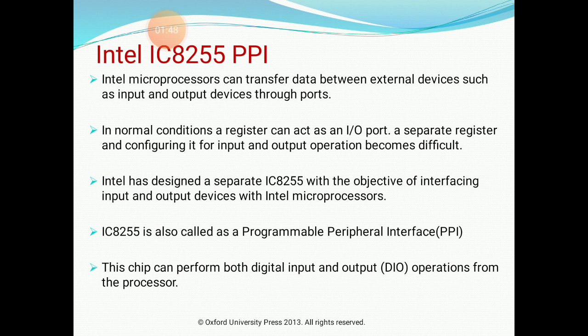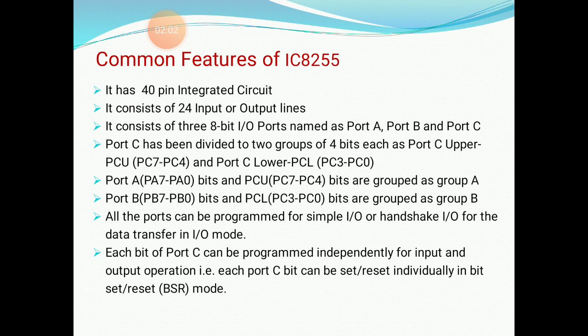The IC8255 is also called as Programmable Peripheral Interface, that is PPI. This chip can perform both digital input and output operations from the microprocessor. The common features of IC8255: this IC consists of 40 pins and it consists of 24 input and output lines called I/O lines. These 24 I/O lines are divided into 3 ports: port A, port B, and port C. Each port size is 8-bit.